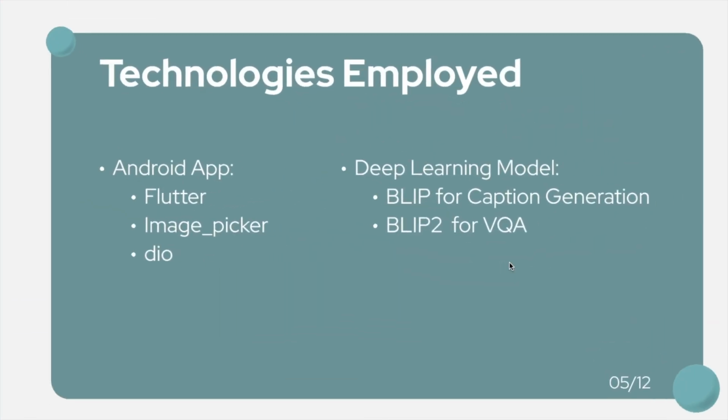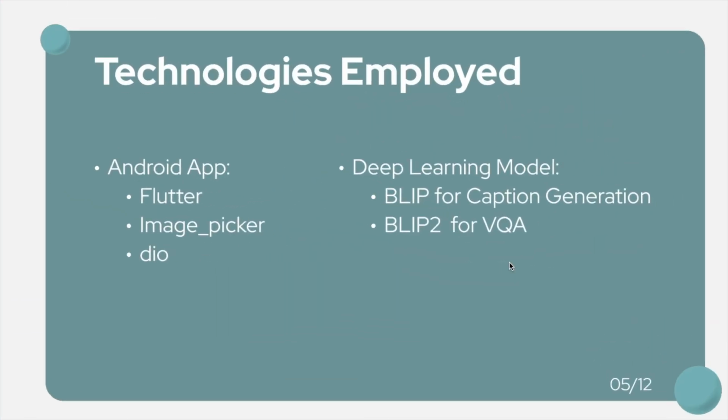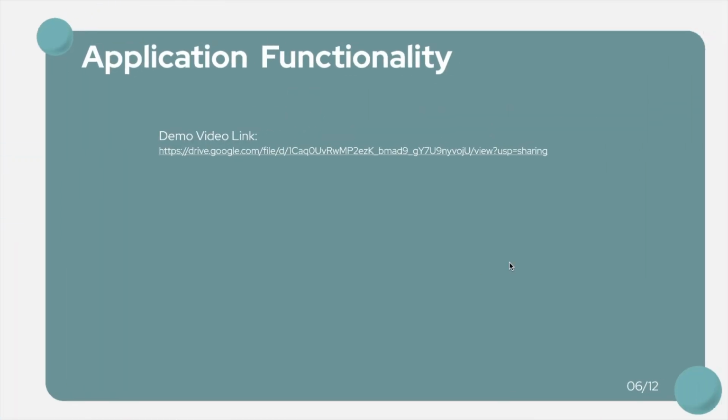Talking about the technologies that we have employed for the Android app, we have used Flutter, ImageSpeak, Dio. For the deep learning model, we have used BLIP in order to generate a caption, and for the visual question answering, we have experimented with BLIP 2 and used the BLIP 1 model. Next is the app functionality.